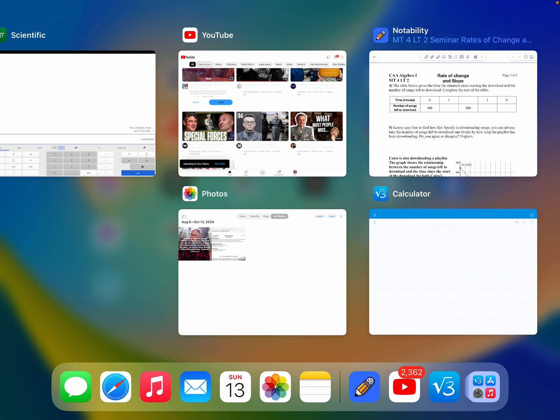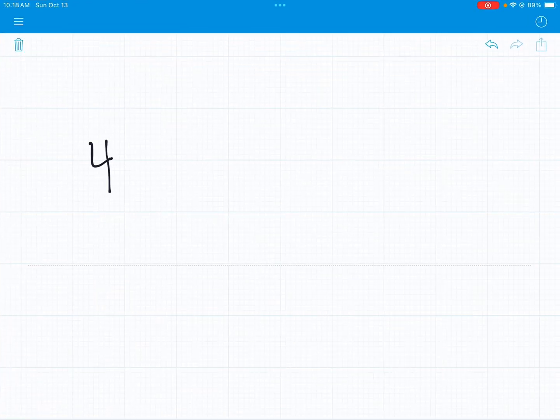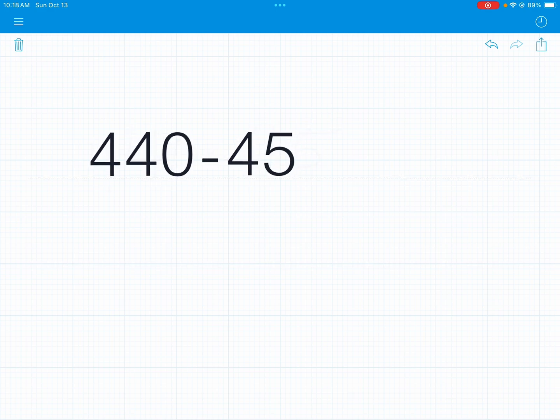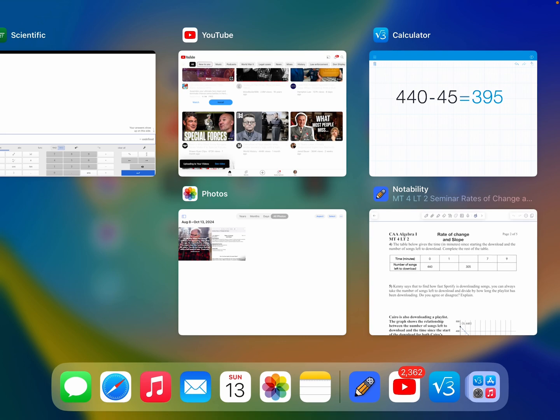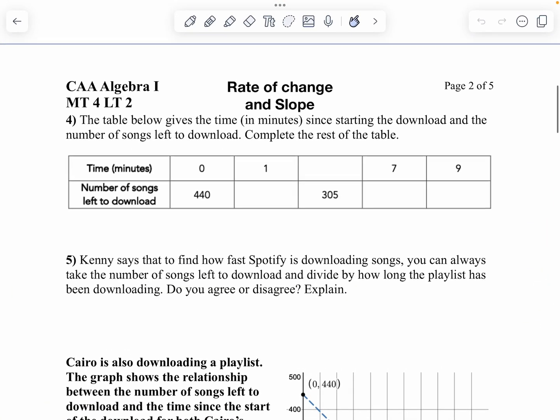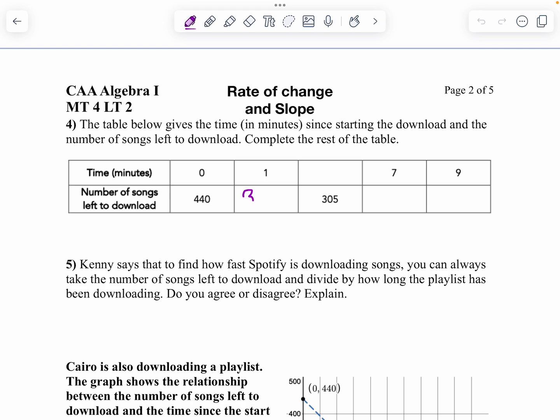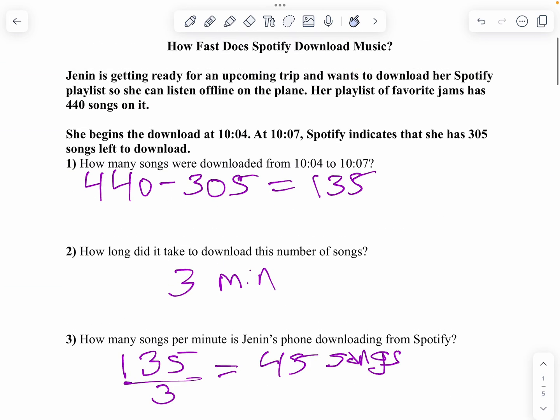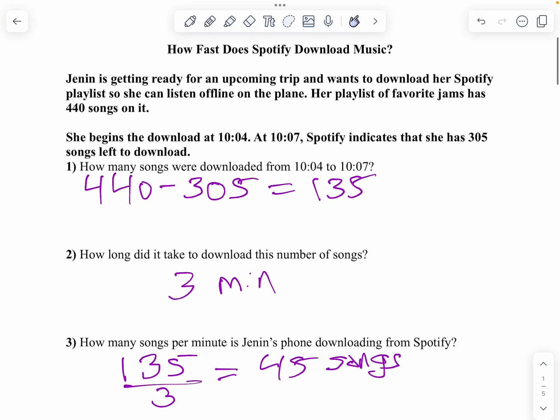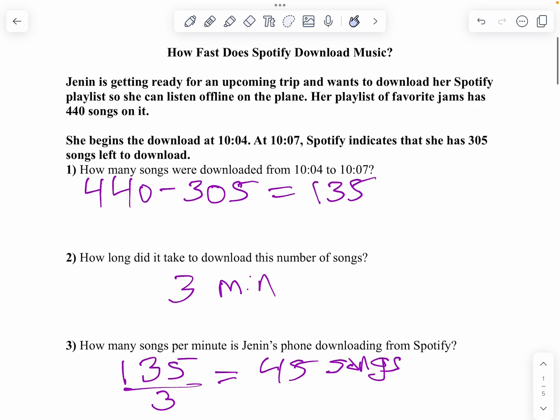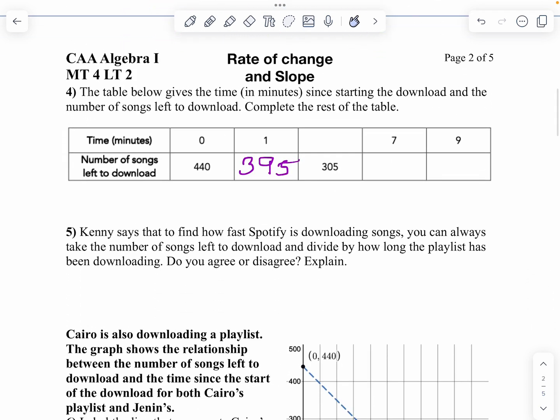So if we take 440 minus 45, we get 395 songs, and that kind of makes sense. So we'll put in 395 here. And then we know from the beginning that after 3 minutes, she had 305 songs, so I know 305 goes here. I'm going to rewrite that 3 here because it doesn't look very much like a 3.